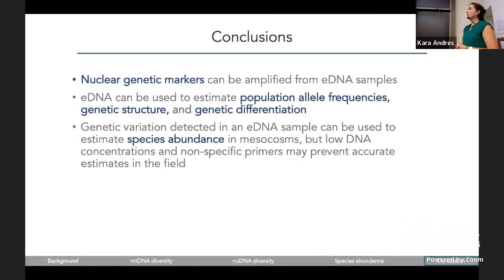All right, so with my dissertation research, or at least with this nuclear DNA component of my dissertation research, I did show that we can use nuclear genetic markers, that they can be amplified from environmental DNA samples in both mesocosm contexts as well as environmental field contexts. Now we can use environmental DNA to estimate population-level allele frequencies, genetic structure, and genetic differentiation of species. We also can use this genetic variation that we're detecting in an environmental DNA sample to estimate species abundance. At least we did this in mesocosms and we did a simulation experiment. But in the field, there's still a little bit more work to be done because we are limited by either low DNA concentrations of nuclear DNA or nonspecific priming within really hypervariable regions of the mitochondrial genome. So more work to be done in that.